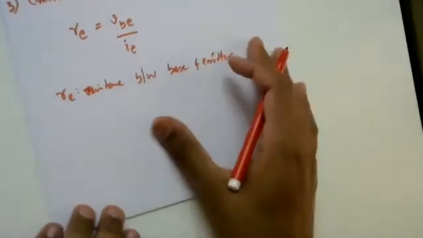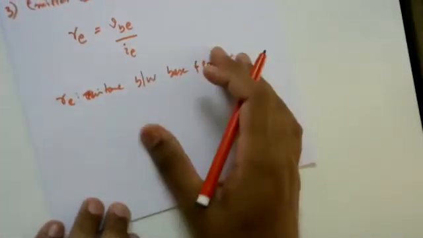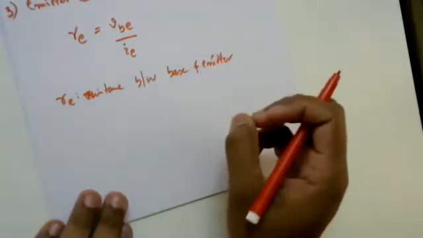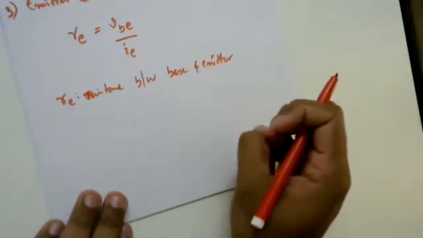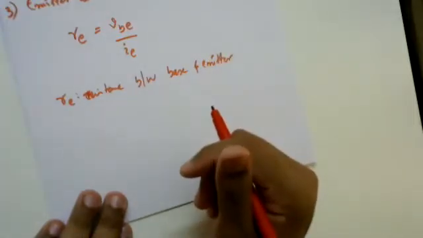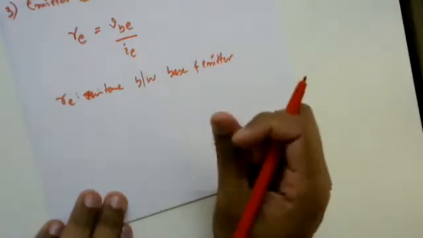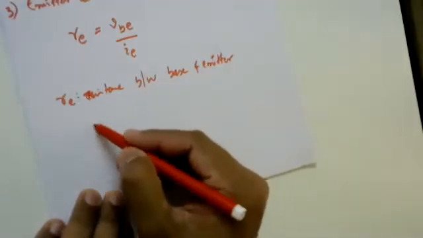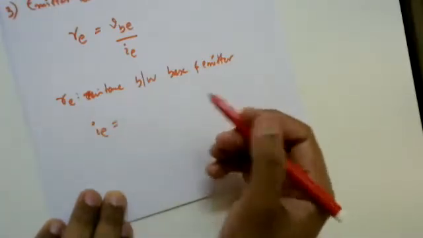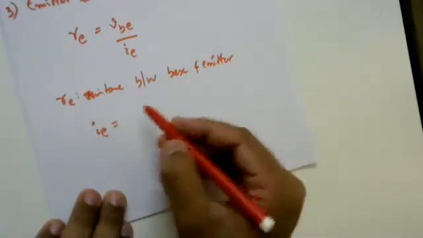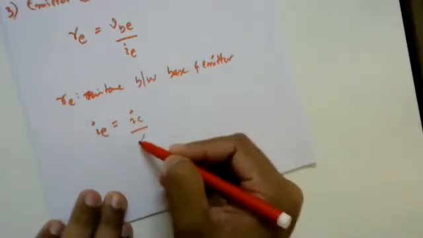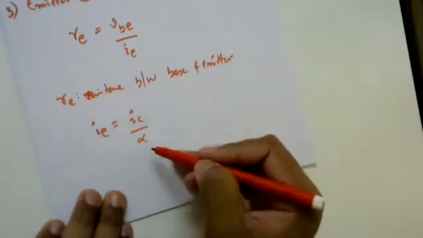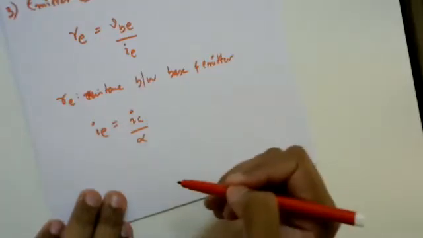Now I know some fundamental equations. If I want to use the equation between IE and IC, my input current and output current, then how best can I write it? I can write my IE as IC divided by alpha.